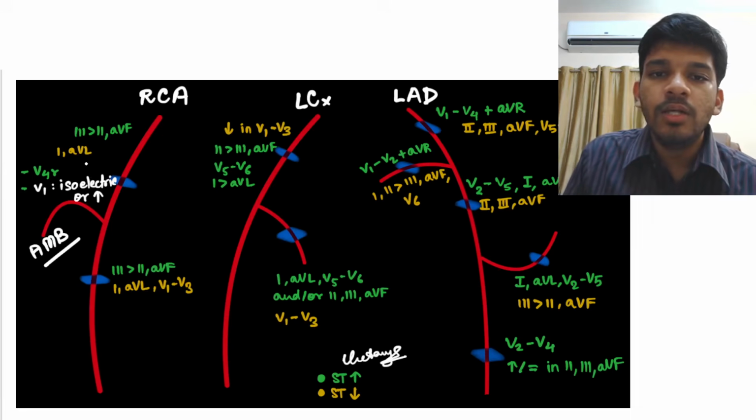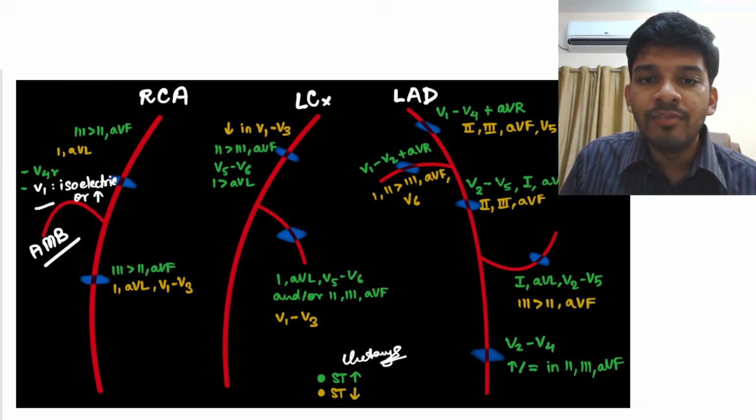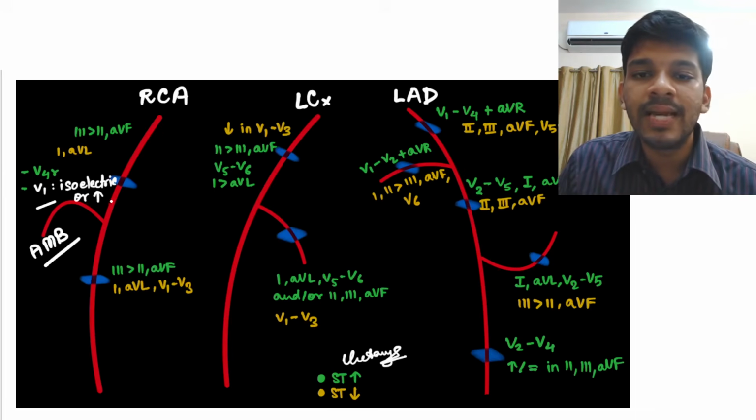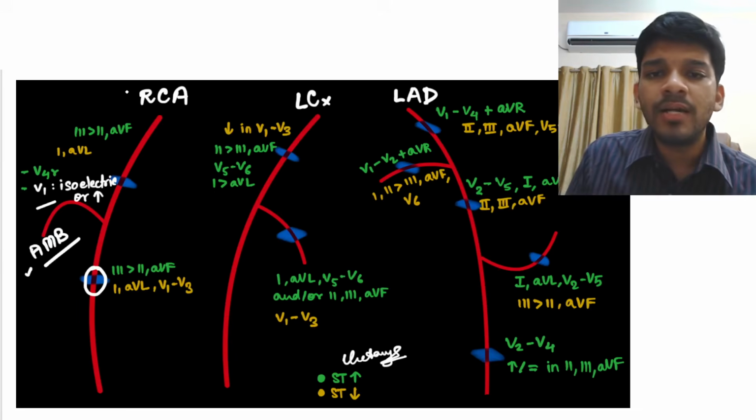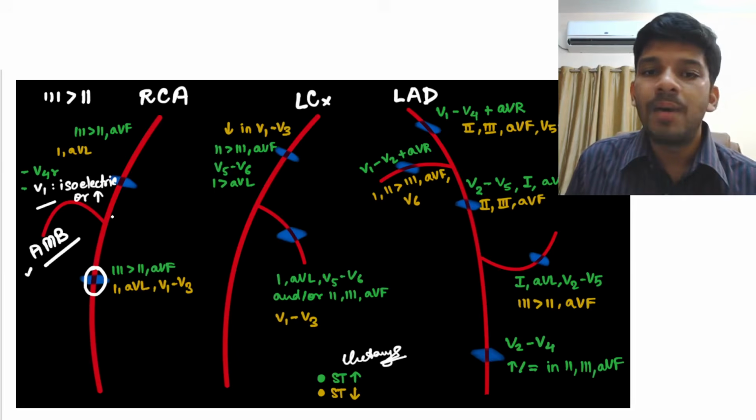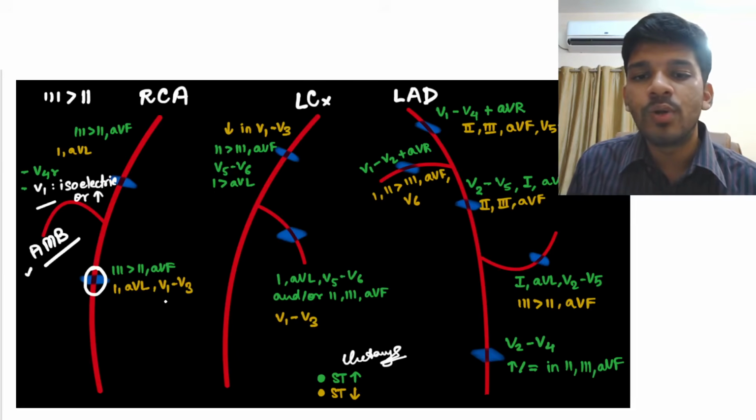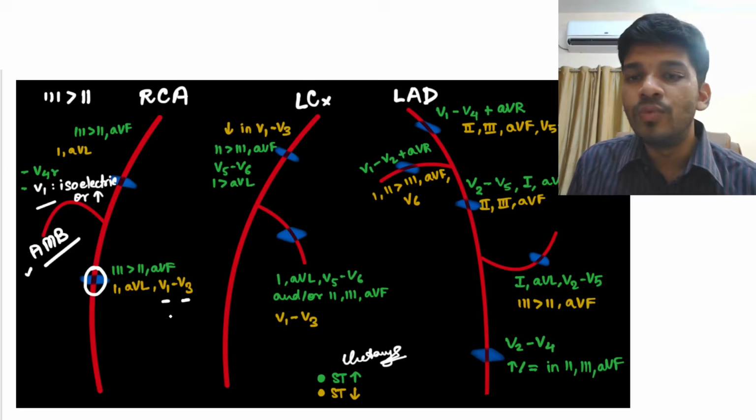If it is proximal, the important thing you get here is a V1 which is isoelectric or an ST elevation in V1, showing there is right ventricular involvement. Whereas if it is distal to the acute marginal, the right ventricle has already been supplied, so that change is not present. Apart from that, all RCA occlusions lead 3 ST elevation more than lead 2 because that is more towards the right side. Apart from that, ST depressions in 1, aVL, and if it is distal, you can also get ST depressions in V1 to V3.